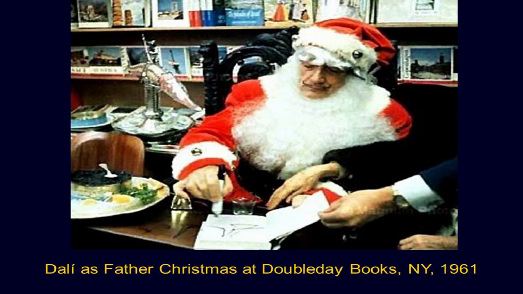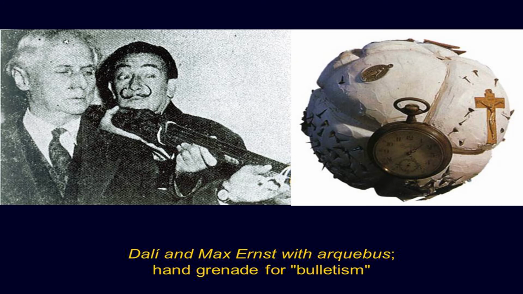At the same time, the most ragged image of Dali I think I've ever encountered. This is 1961. Dali dressed as Father Christmas at the Doubleday bookstore in New York City. He's also at this point engaged with bulletism, something he created where you fire bullets of paint onto canvases and use the patterns to create objects.